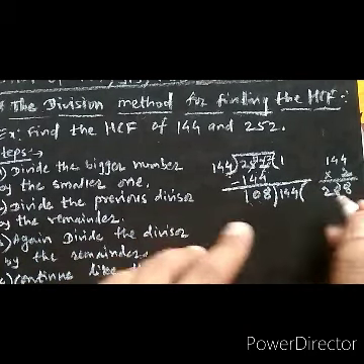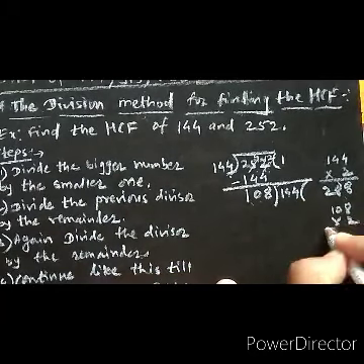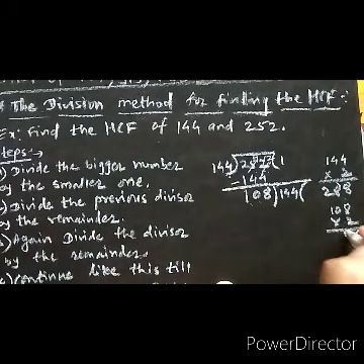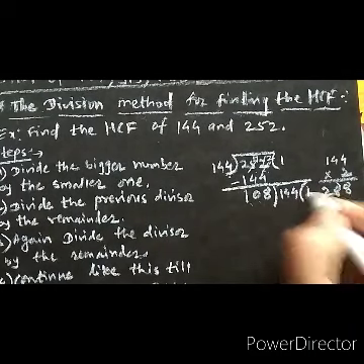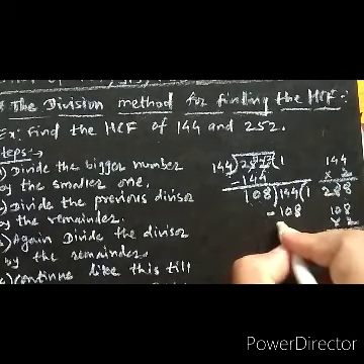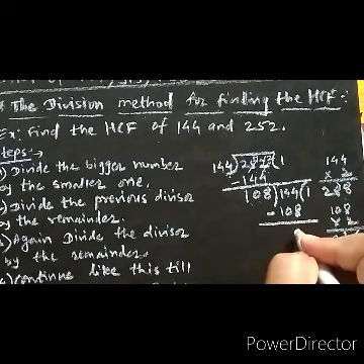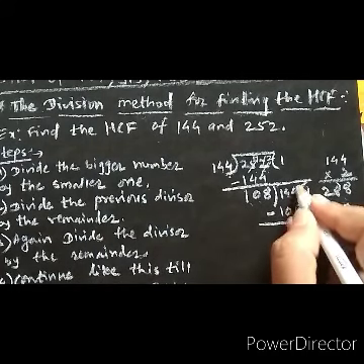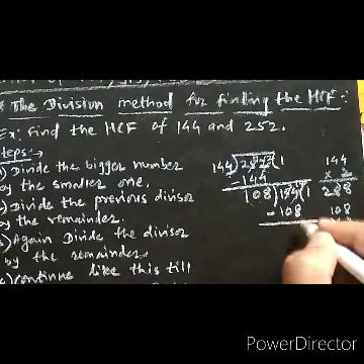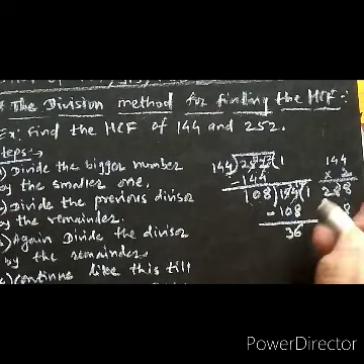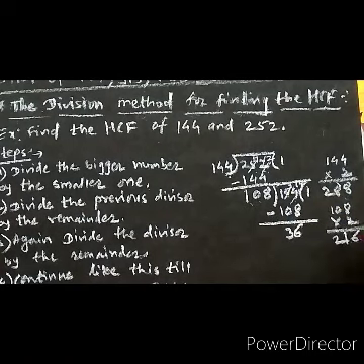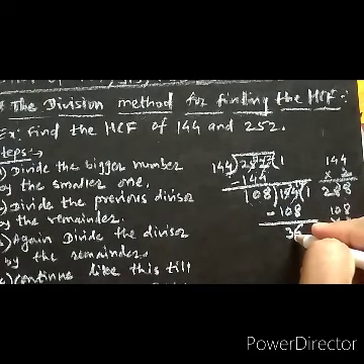Now see, 108 ones are 108, and 108 into 2: 2 8s are 16, 1 carry, 2 1s are 2, that is 216, which is bigger than 144. So we can't take it. So 108 ones are 108. So here 144 minus 108. Here 14 and here we got 3. So 14 minus 8 is 6, and 3. 1 minus 1 is 0. Now here we got 36.